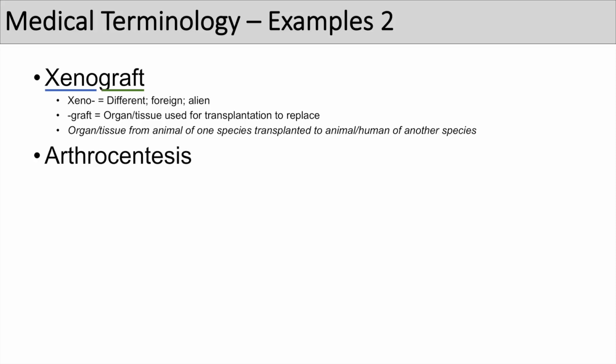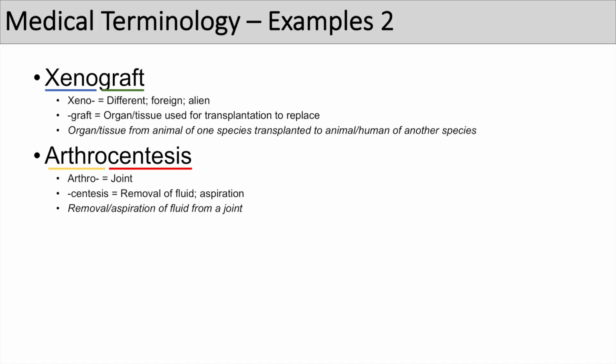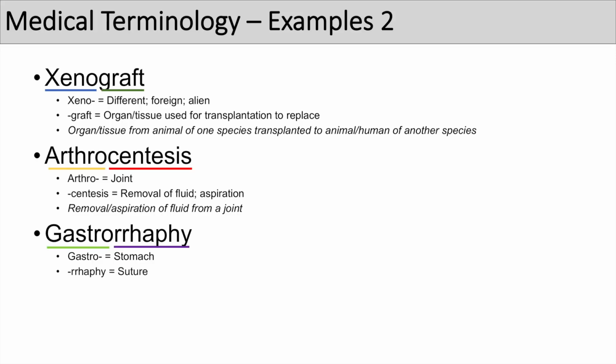But the next word we're going to talk about is arthrocentesis. So again, we break it down. Arthro we've learned means joint. And when we look at the suffix centesis, we learn that centesis means removal of fluid or aspiration. So arthrocentesis means a removal or aspiration of fluid from a joint. And the last practice problem is gastrorrhaphy. And when we break it down, gastro means stomach, and the raphy we just learned means suture. So gastrorrhaphy means suturing of the stomach.